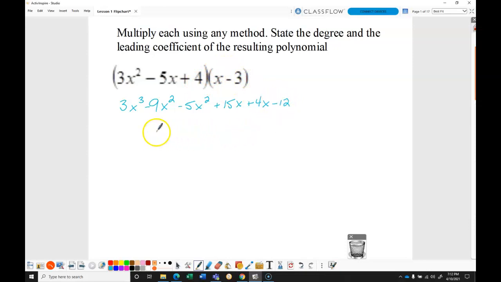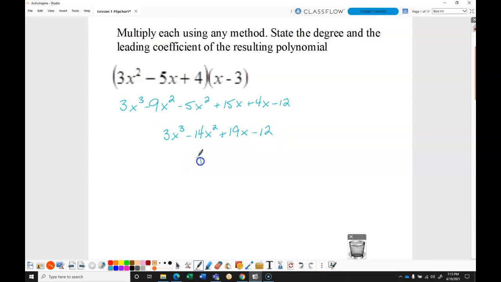And now I can combine my like terms. There's only one x cubed term, but I have two x squared terms, so negative 9 and negative 5 is negative 14x squared. There's two linear terms, so I'm going to add the 15 and the 4, and I'm going to get 19x. There's only one constant, so I'm going to put negative 12. So that's my resulting polynomial here.